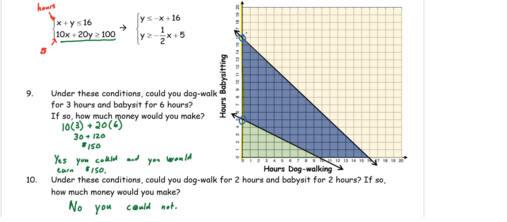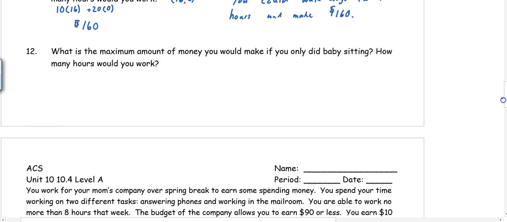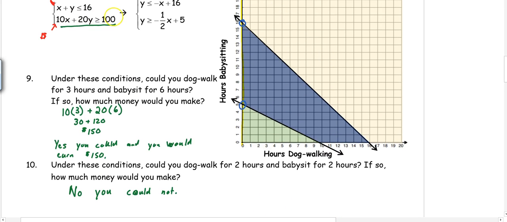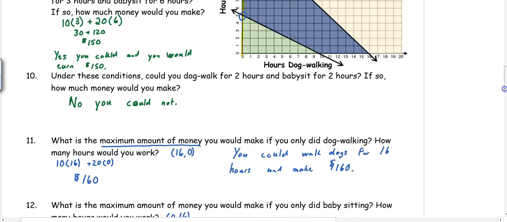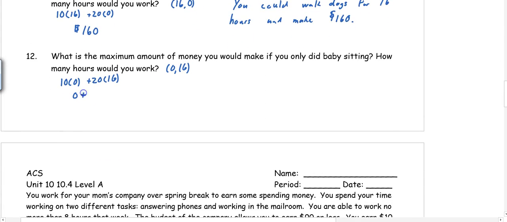Well, the more I work, the more money I make. So I care about the point with 16 hours. I'm going to look at if my point is (0, 16), how much money would I make? So 10 times 0 plus 20 times 16. Remember, we're getting this equation from our money equation right here. So that would be 0 plus 20 times 16, which is 320. So I'd make $320. So you could babysit for 16 hours and make $320.